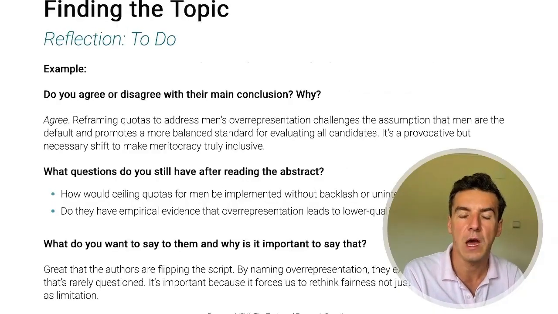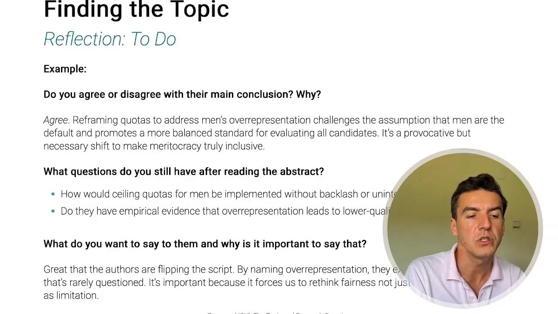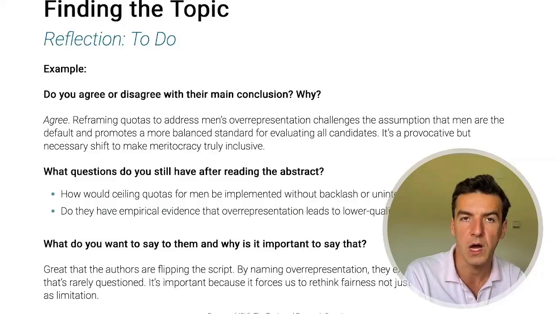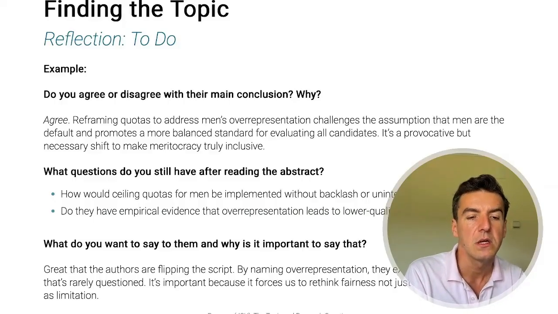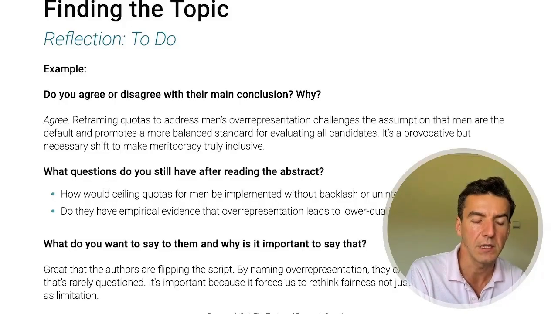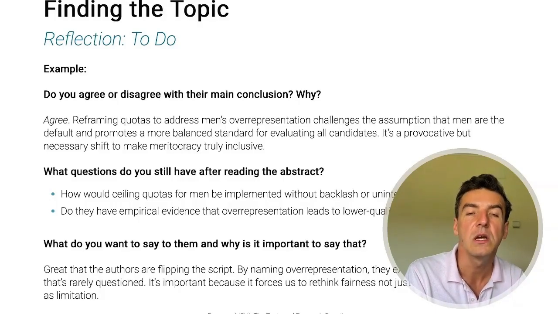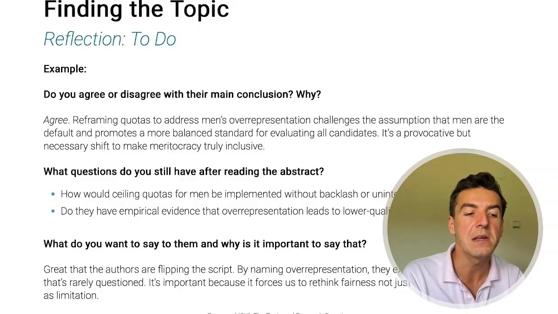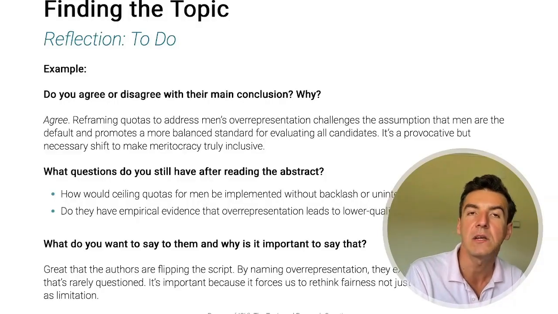Here's how I thought about this. Do you agree or disagree with the main conclusion? Why? This is the same abstract. My response to this: yes, I agree. Reframing quotas to address men's overrepresentation challenges the assumption that men are the default and promotes a more balanced standard for evaluating all candidates. It is a provocative but necessary shift to make meritocracy truly inclusive. So I agree with the message in the abstract.